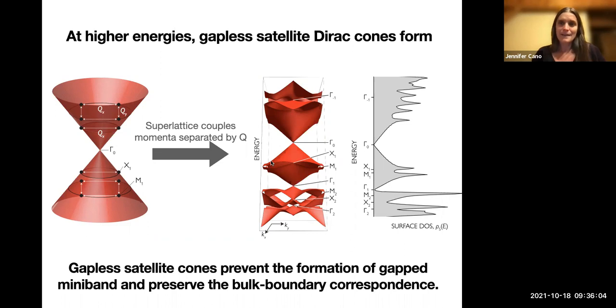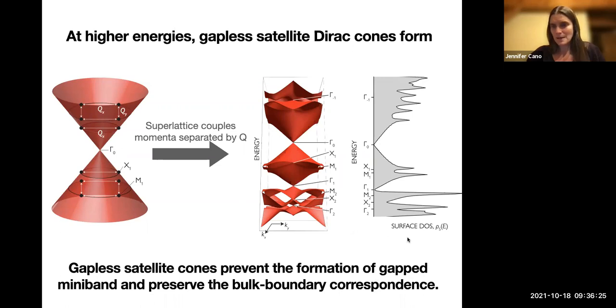3D TI. In twisted bilayer graphene, you get a really flat band, and there's a gap separating it above to the conduction band or below to the valence band. But in this system, you can't get that because of time reversal symmetry. And this is one way of seeing why these satellite cones always have to be gapless. So this preserves the bulk boundary correspondence.